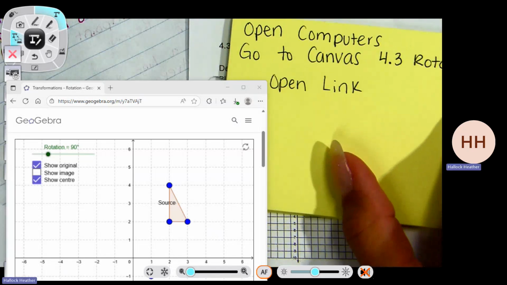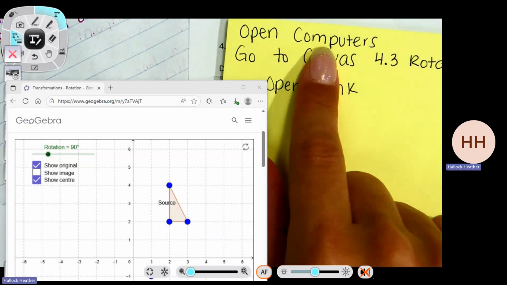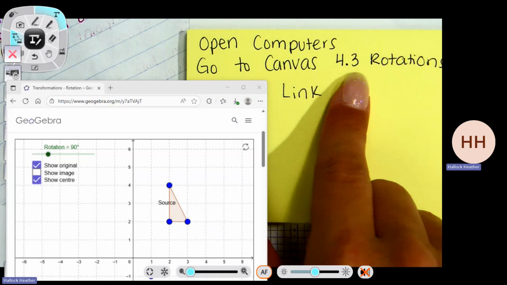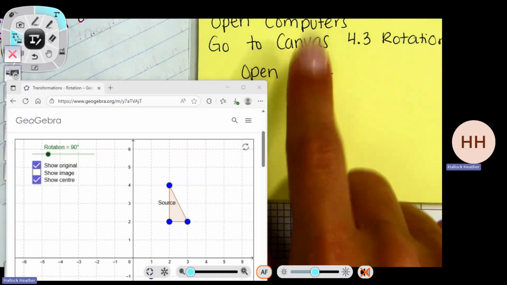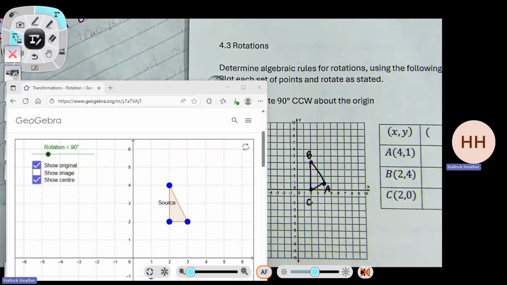I don't know. Your coach is gonna tell you. Anyways, so you need to open your computers. You go to Canvas. In 4.3, there is a link, and it's gonna open this little program, which is GeoGebra. Does everybody have it open? Watch your points for number one while you're waiting for your computer to load.